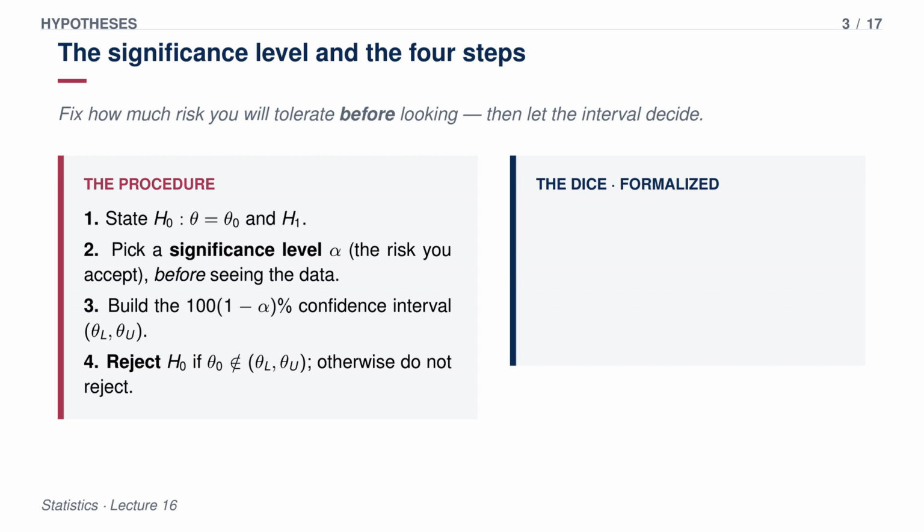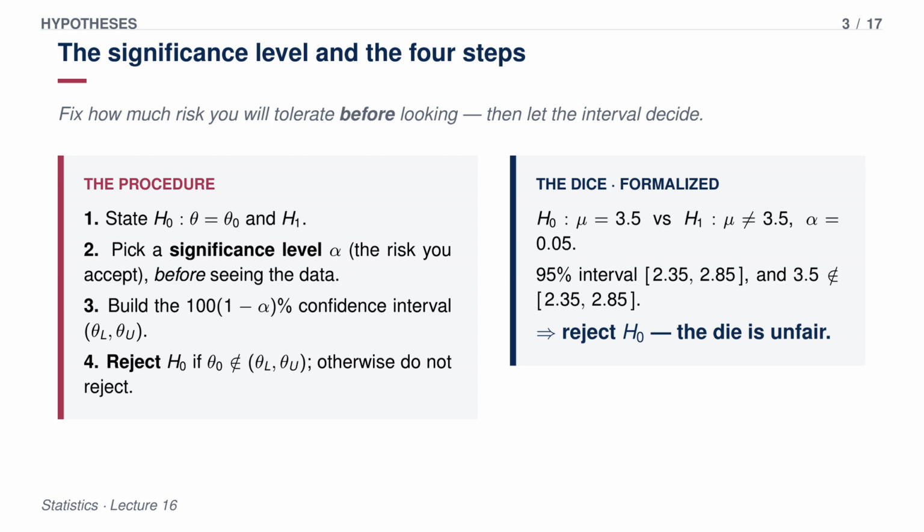So the recipe. Step 1, state H-naught and H1. Step 2, pick a significance level alpha, the risk you accept before you look. Step 3, build the 100 times 1 minus alpha % confidence interval. Step 4, reject H-naught if the claimed value falls outside that interval.